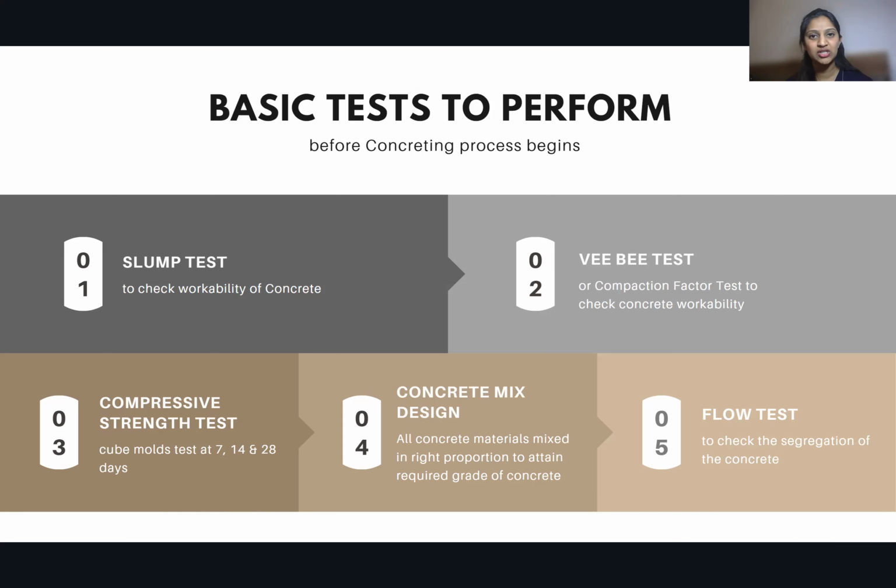And the VB test. In the VB test there are 2 buckets and 1 cylinder down. You check how fast the concrete moves from one to another. There you will get to know the water cement ratio. Definitely here also you will be testing the workability. This particular experiment is also called the compaction factor test.